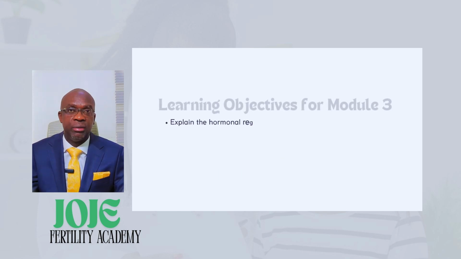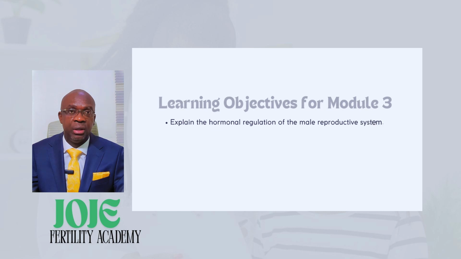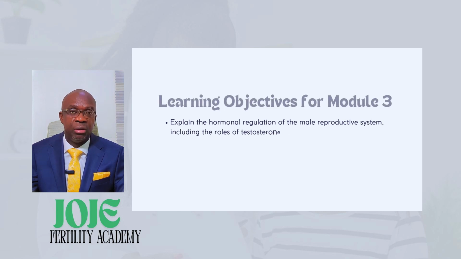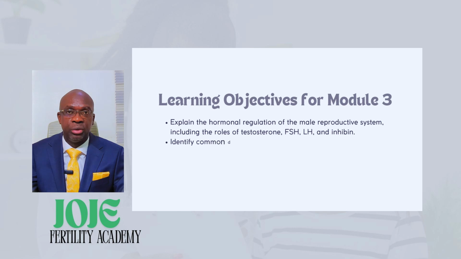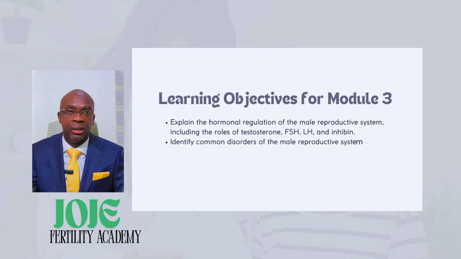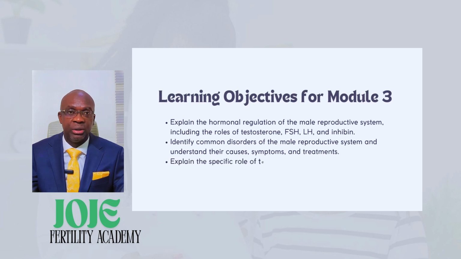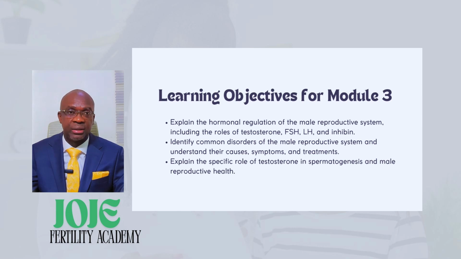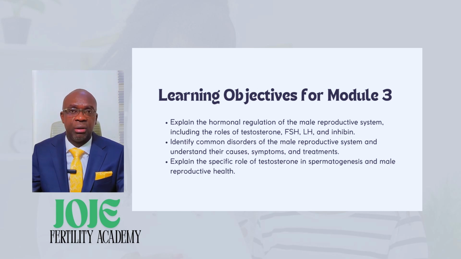Furthermore, part of the learning objective will be to explain the hormonal regulation of the male reproductive system, including the role of testosterone, follicle-stimulating hormone, luteinizing hormone, and inhibin. And then identify common disorders of the male reproductive system and understand their causes, symptoms, and treatment. And lastly, to explain the specific role of testosterone in spermatogenesis and the male reproductive system.